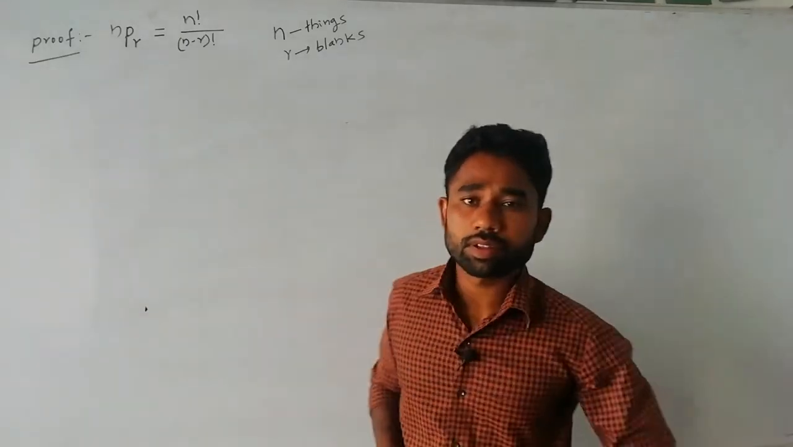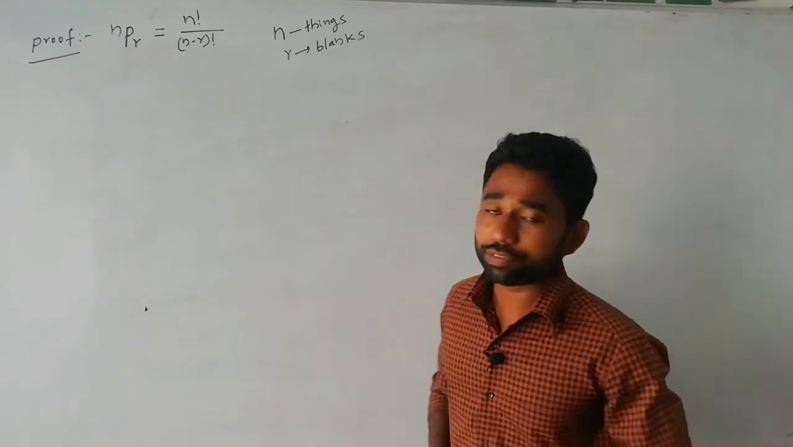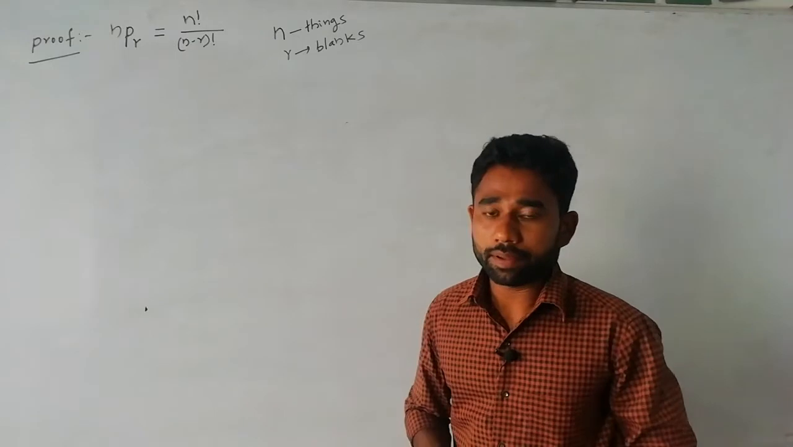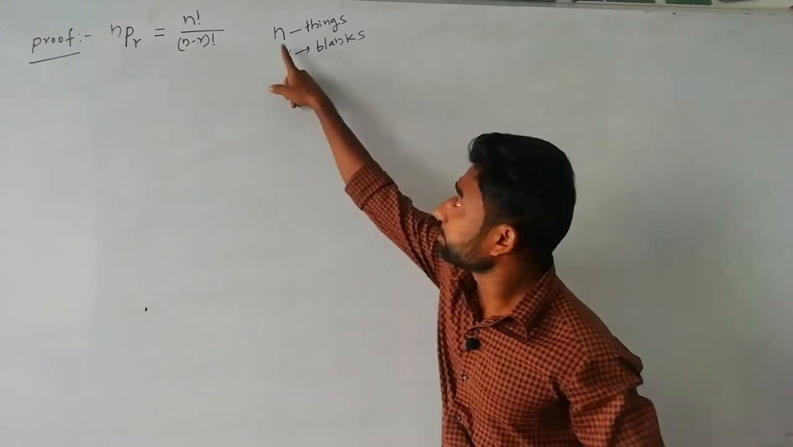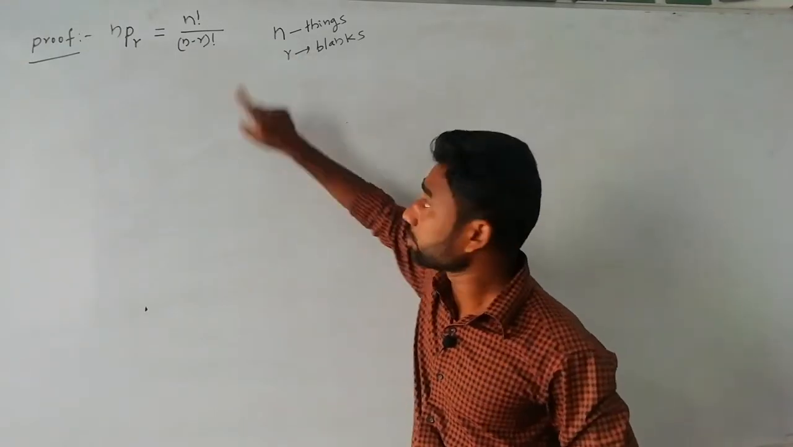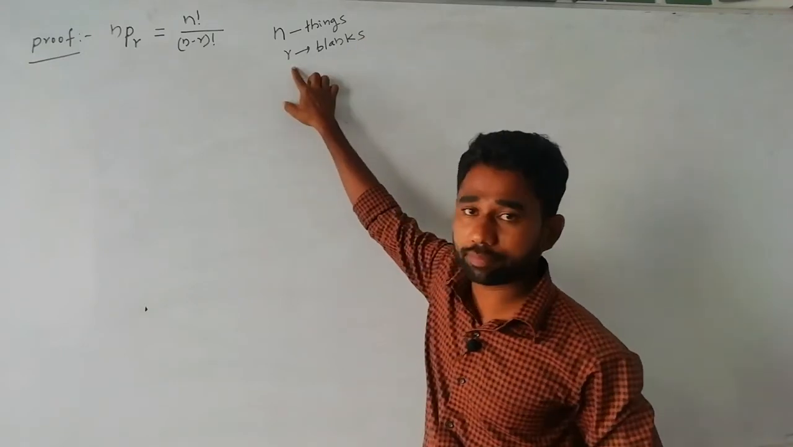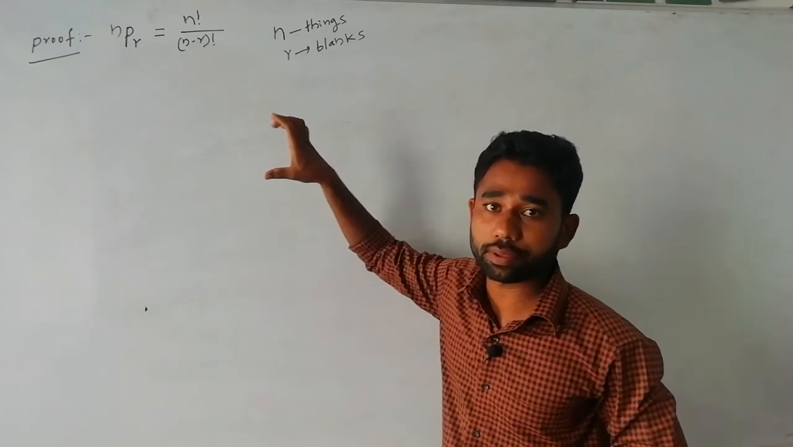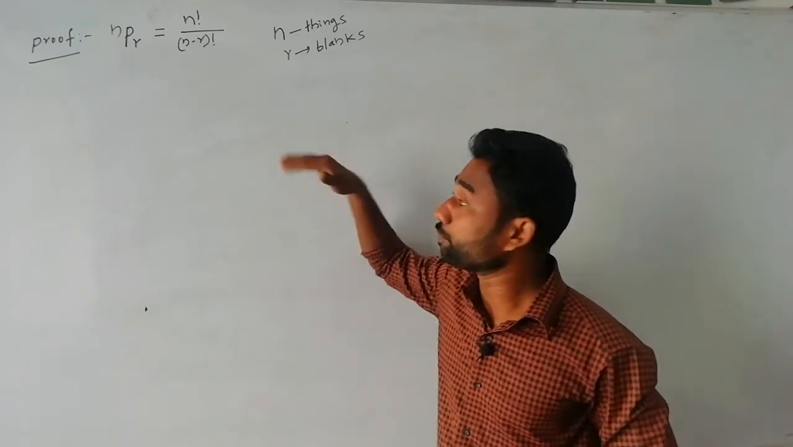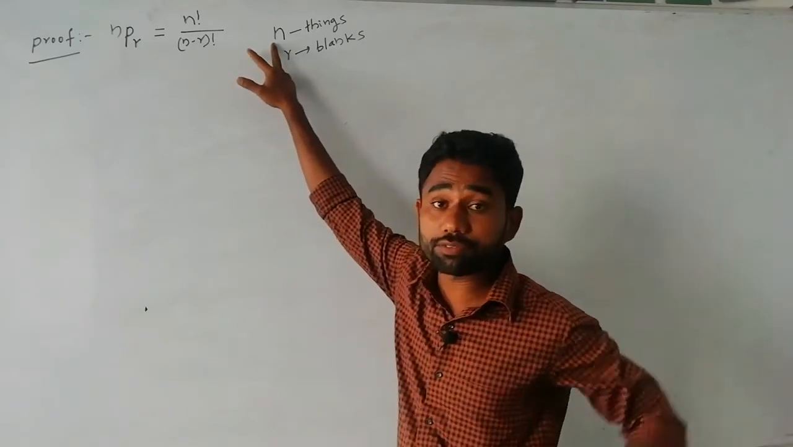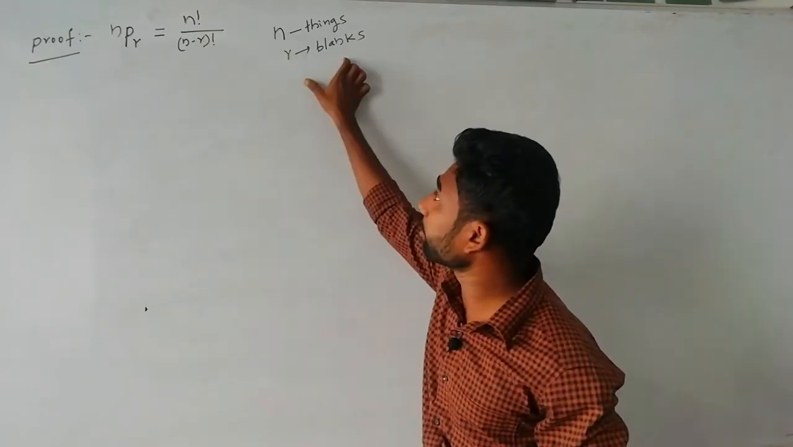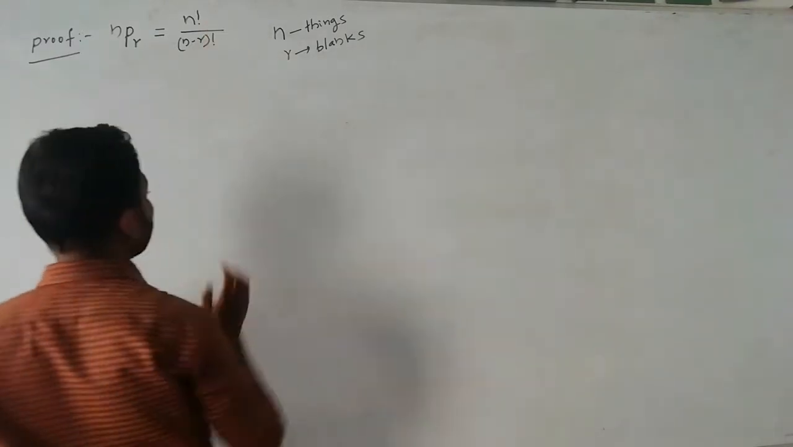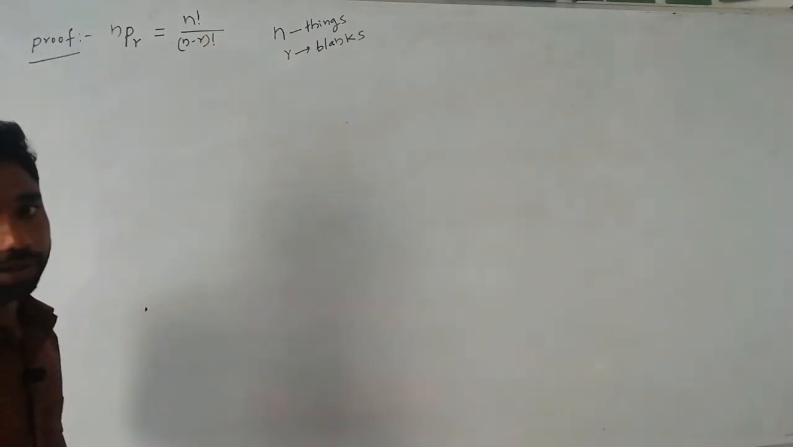Hi everyone. Here is the proof of nPr equals n factorial by (n minus r) factorial. Here the total number of things is n, and the total number of blanks is r. We have to get the permutations, the arrangements. We have to arrange n number of things in r number of blanks. So that is the proof of n factorial by (n minus r) factorial.